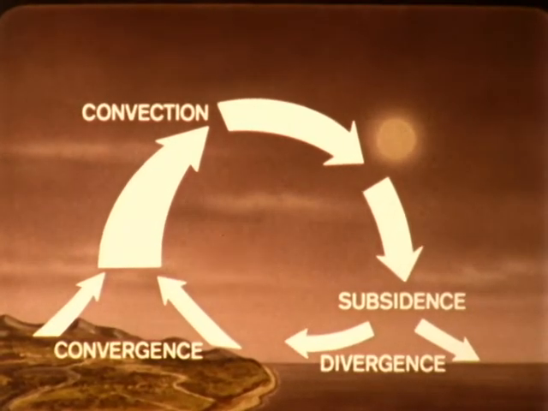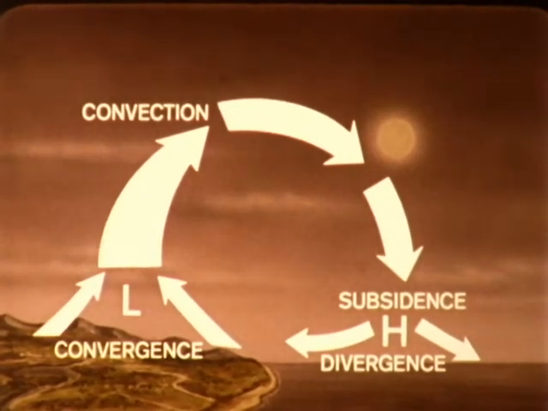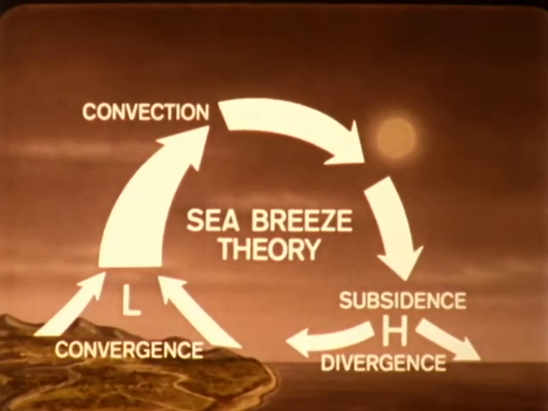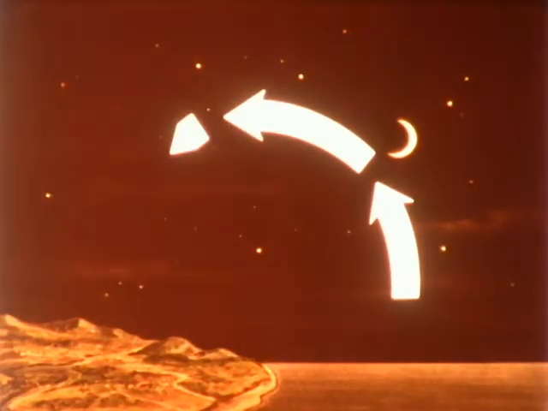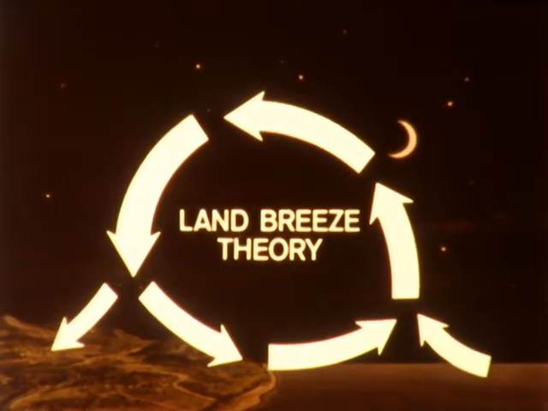The area over the water has relatively higher pressure than the area over the land. This air moves to fill the space left by the rising air. Maximum onshore wind occurs in mid-afternoon, when the land areas are the warmest. This is the sea breeze theory. At night, the land cools faster than the sea, and the flow is reversed. This offshore wind is called a land breeze.